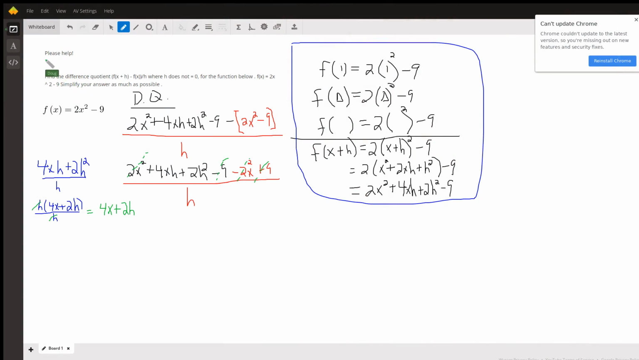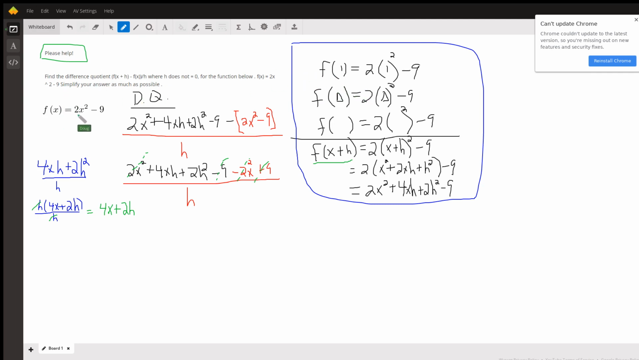Okay, since you started this question with the phrase, please help, I'm going to assume that you are having some difficulty understanding how to evaluate f of x plus h.